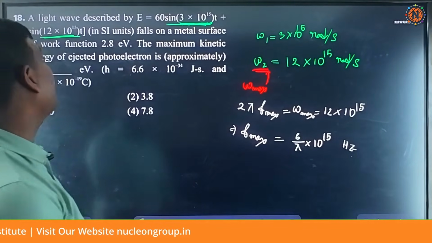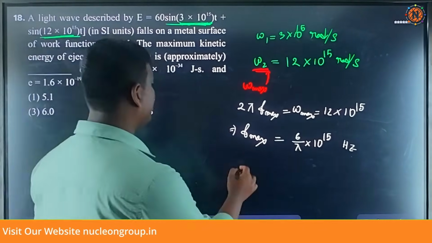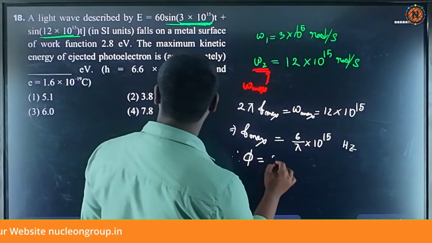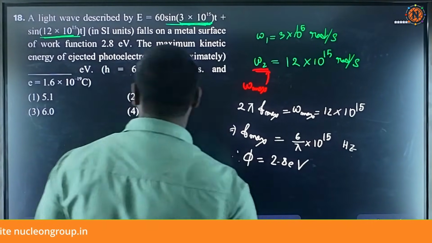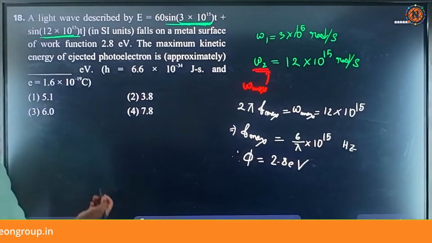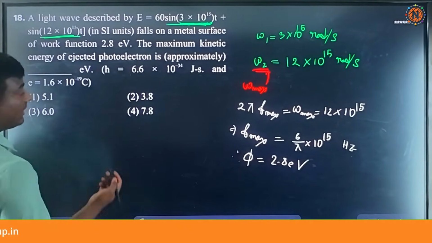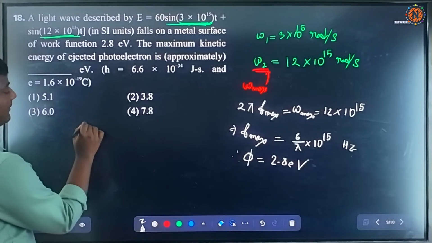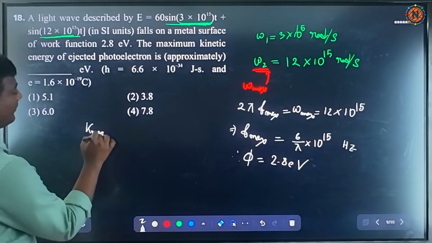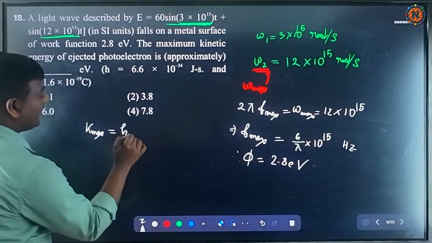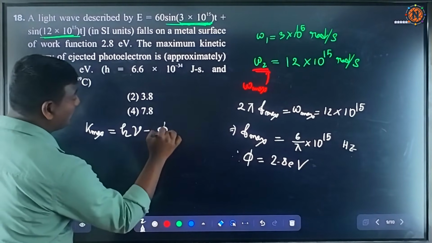Now it falls on a metal surface of work function. Therefore, phi is given as 2.8 electron volt. So we need to find the maximum kinetic energy. So from Einstein's photoelectric equation, we can write that the maximum kinetic energy of the photoelectron is nothing but h nu minus phi.